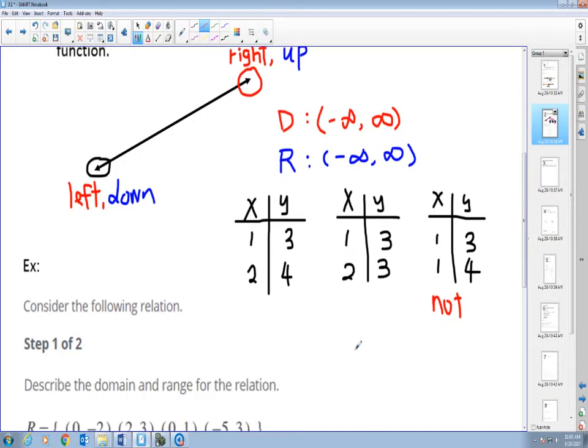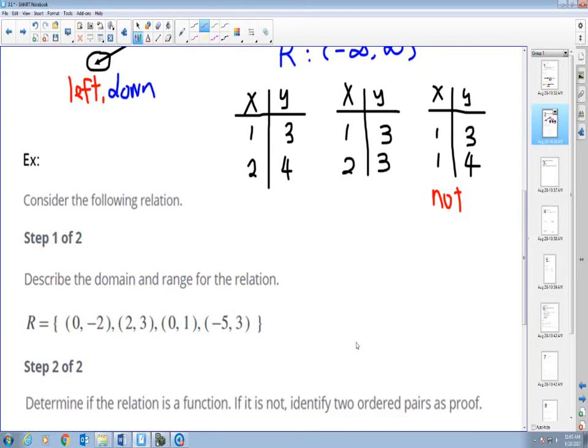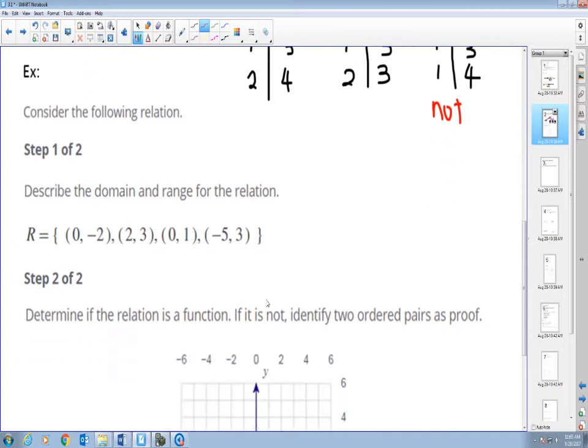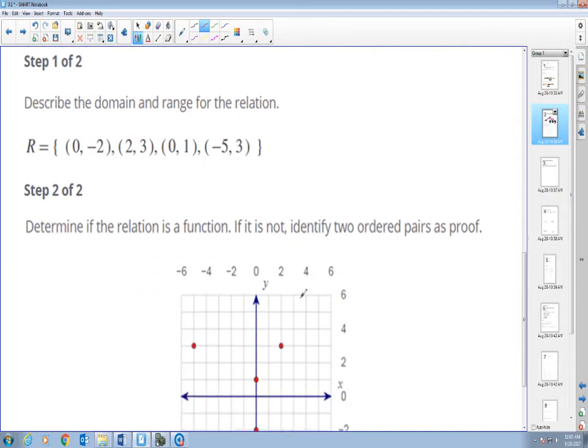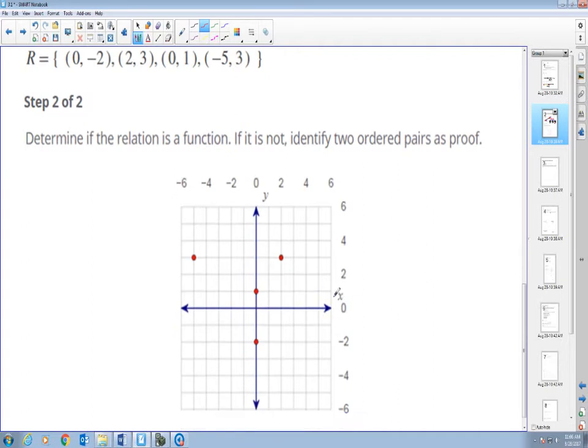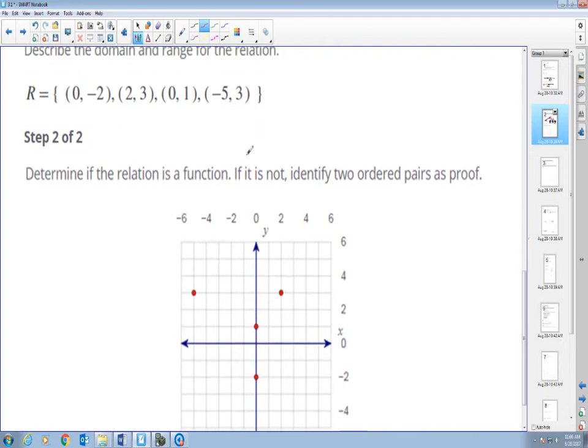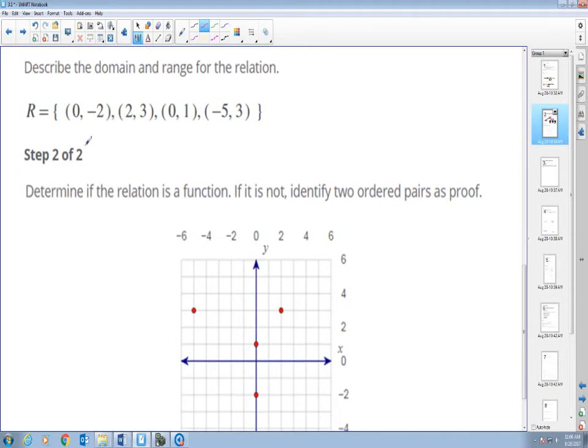Okay, so for example, consider the following relation. Describe the domain and range. Alright, so by looking at it, the domain is just looking at the x value. Let me scroll down a little bit. If you look at this, what this relation is simply showing is just these four points on the graph. So there is nothing in between these points. It's just simply these four points.